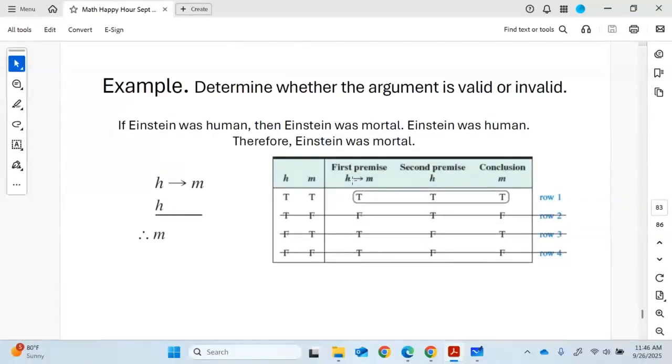Notice that H implies M. This is the conditional. The truth value of the conditional is false only when I start with true and I imply false. So the truth table for the conditional has true in all of the rows except the second one. If you start with true and then you imply something false, that's actually false.